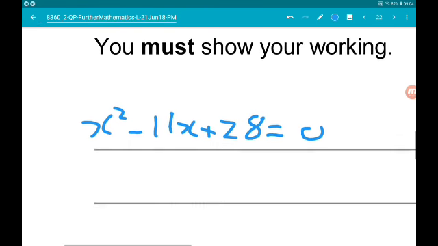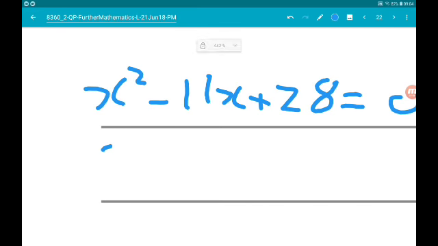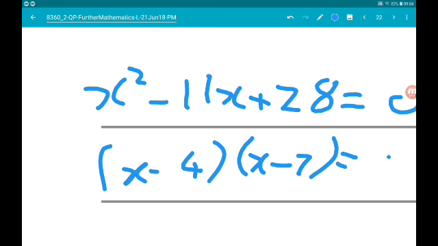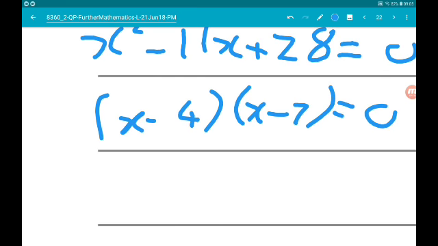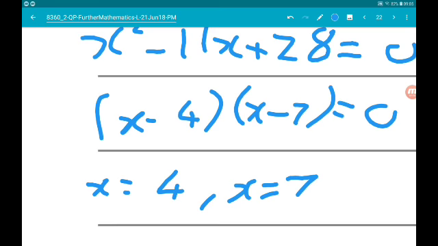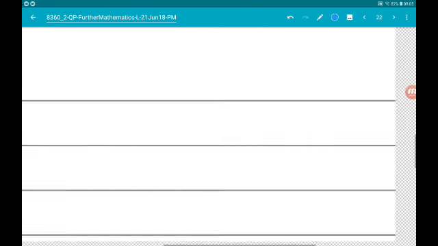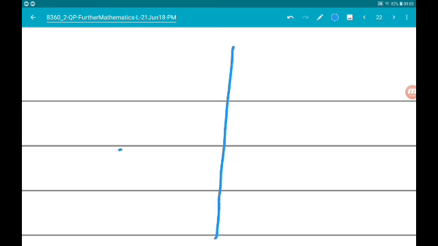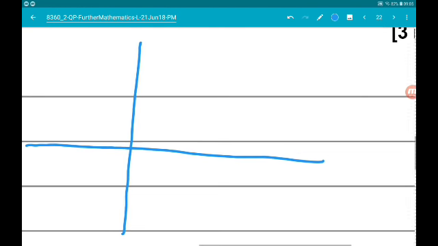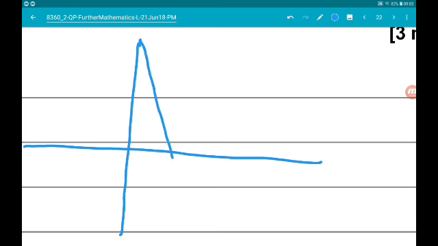Now to find the x-intercepts, we factorize. So two numbers that add together to minus 11 and multiply to positive 28 are going to be minus 4 and minus 7. So that tells us then x is equal to 4 and x is equal to 7. So we can now sketch the graph. So we know the x-intercepts are at positive 4, positive 7. So something like that.